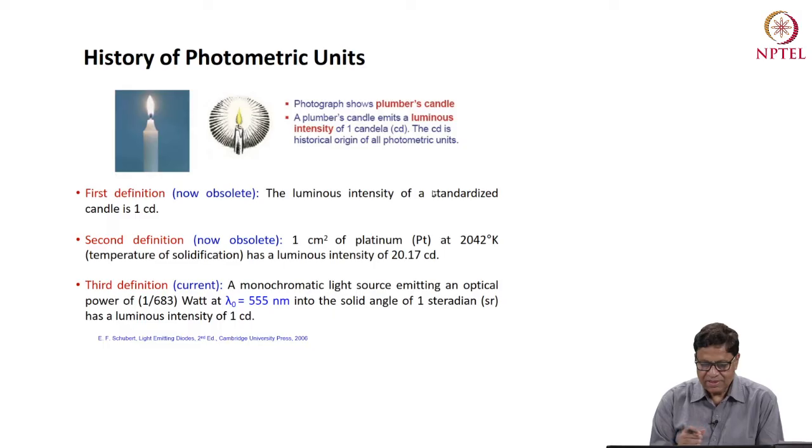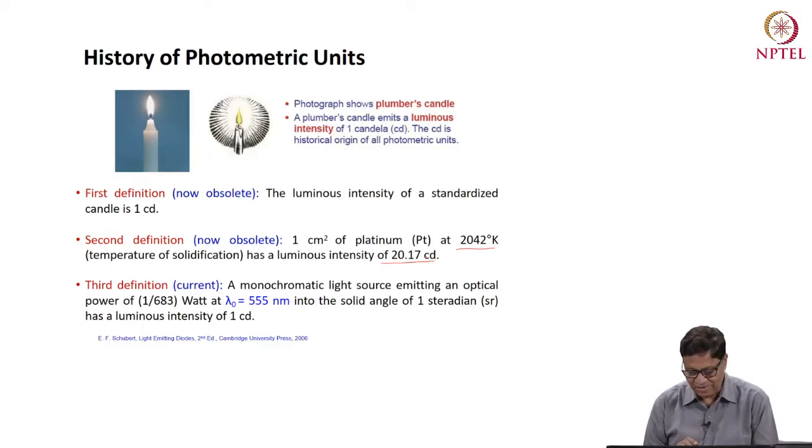Let us briefly understand the history of photometric units. The first definition of one candela is the luminous intensity of a standard candle, which is a very vague definition, so it is now obsolete. The second definition is that one centimeter of platinum at 2042 degrees, which is its temperature of solidification, has a luminous intensity of 20 candela. Again, this is obsolete and very difficult to measure.